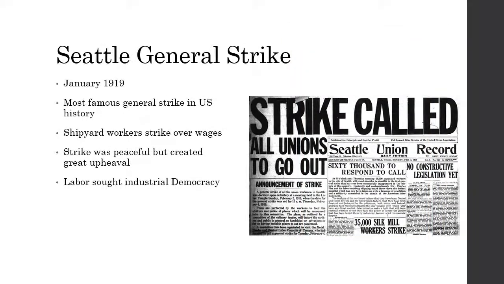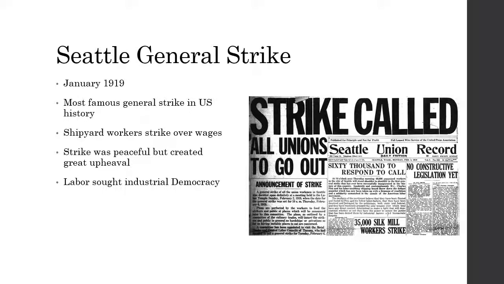So one of the first of these strikes was the Seattle General Strike, and this strike specifically involved about 35,000 shipyard workers. Eventually, these shipyard workers will be joined by all of the labor unions in Seattle for an additional 60,000 workers who go on strike demanding a wage increase.